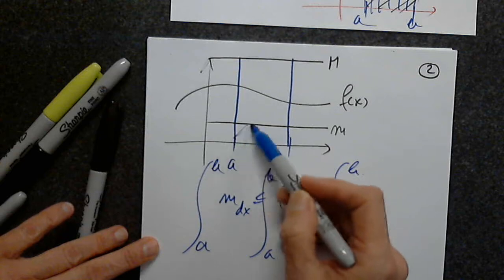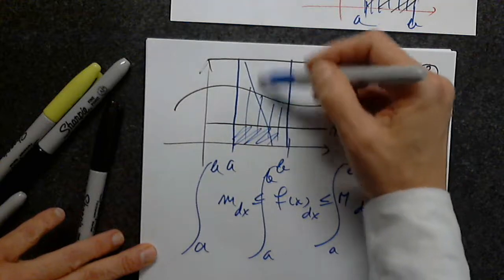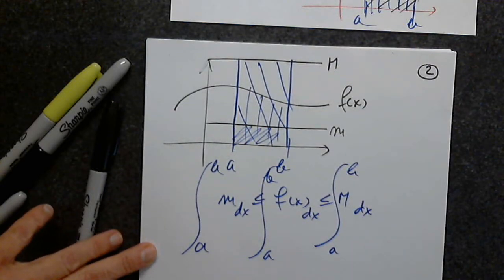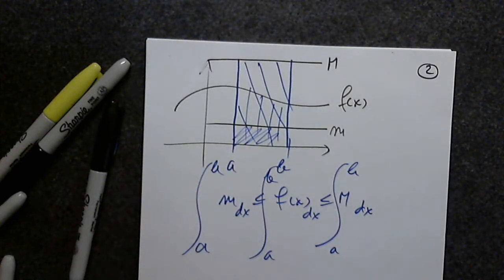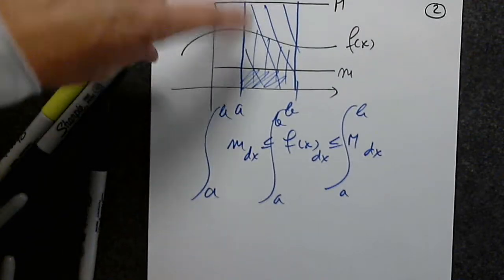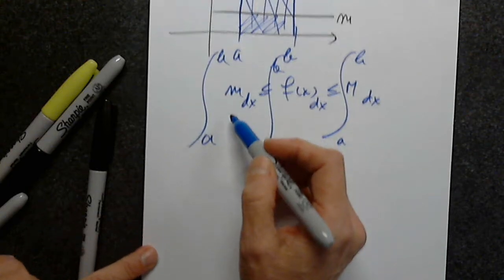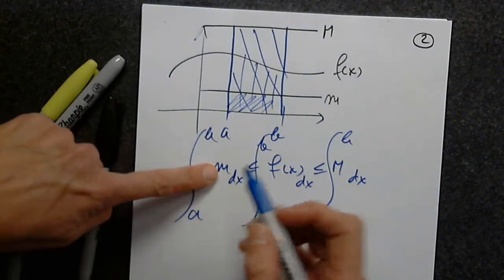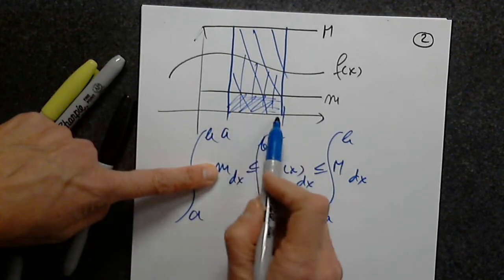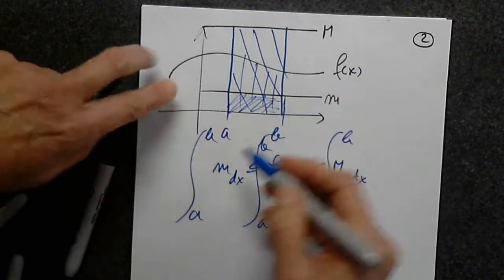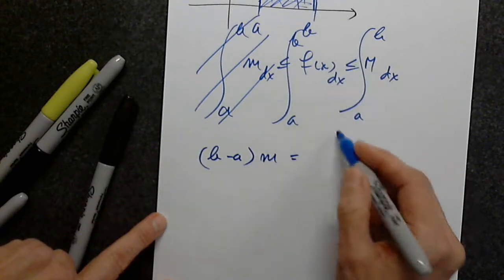In other words, I'm saying this area is definitely smaller than this area, which is definitely smaller than this area, based on the previous property, basically. Here I have two functions, but here I just have one function squeezed, if you want, in between two numbers. But this I know how to find, because this area is b minus a times m. So all this can be replaced by b minus a times m. The middle part stays.